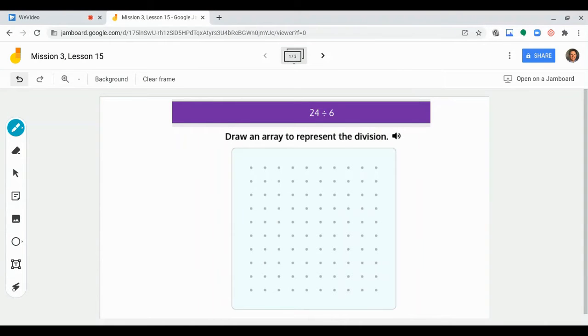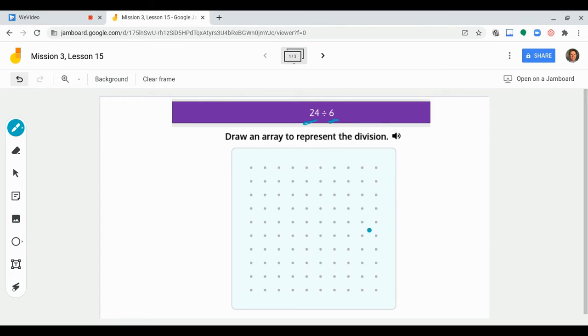So we might be given a problem such as this. 24 divided by 6. We're trying to find the quotient and the remainder. It says draw an array to represent the division. So how many total do I have? My total is going to be 24, and I'm dividing them into groups of 6.